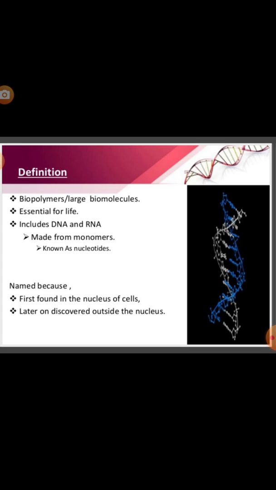DNA was first found in the nucleus of the cell. As we all know, a cell consists of a cell membrane, and in the center there is a rounded nucleus. The nucleus contains nucleic acid, that is DNA or RNA. So it was first found in the nucleus of the cells. Later on it was discovered outside the nucleus. DNA is also present in the cytoplasm.